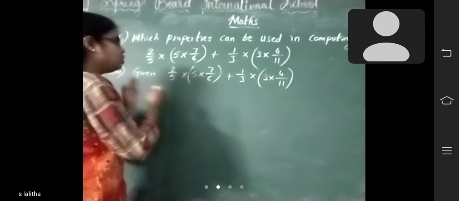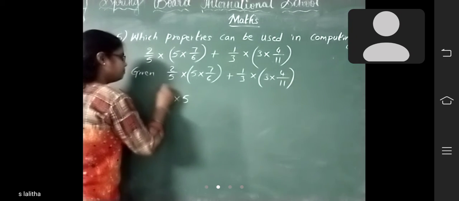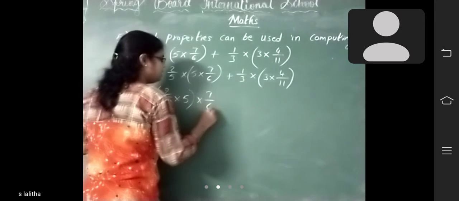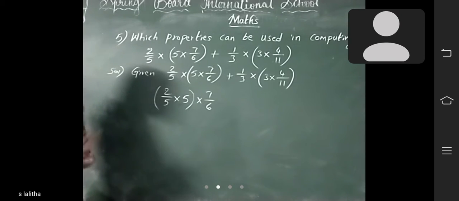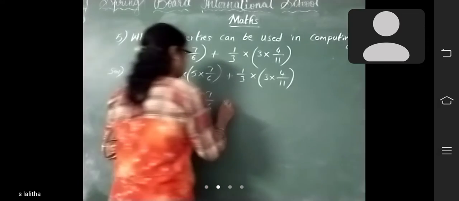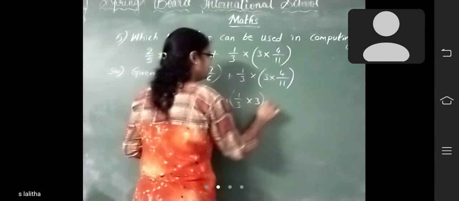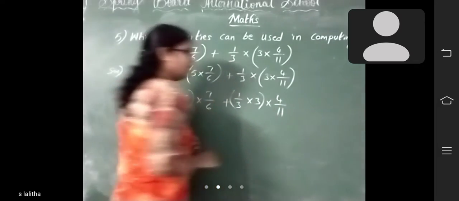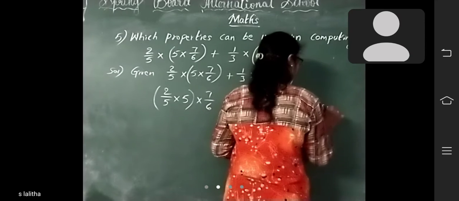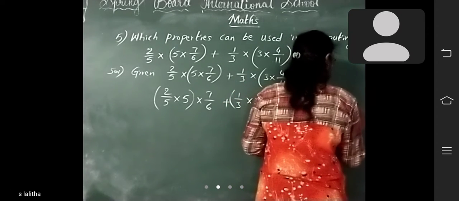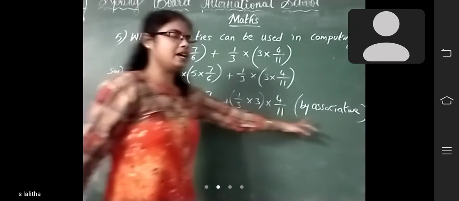So you have to change like that. 2 by 5 into 5, bracket, into 7 by 6. Can you change like that? Yes. Which property do we have to use here? Associative property. Plus 1 by 3 into 3, bracket, into 4 by 11. Here also by associative. So the first property listed is associative.